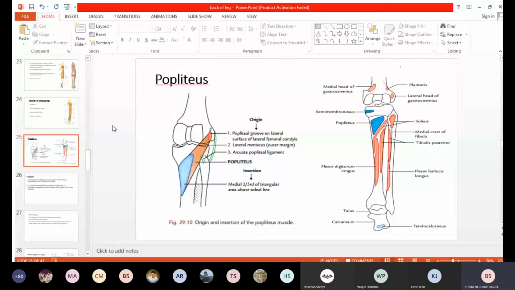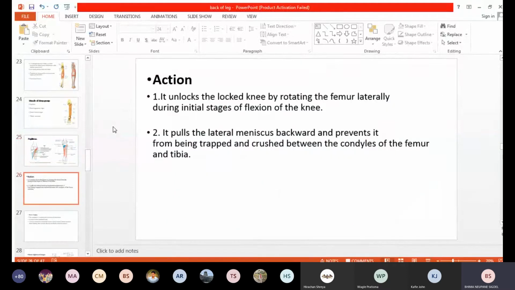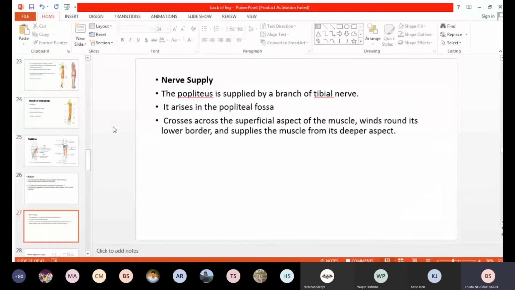Now you know about the capsule of the joint. The popliteus is the only muscle which lies within the capsule. That is the intracapsular origin. After that, nerve supply: it is supplied by a branch of the tibial nerve.